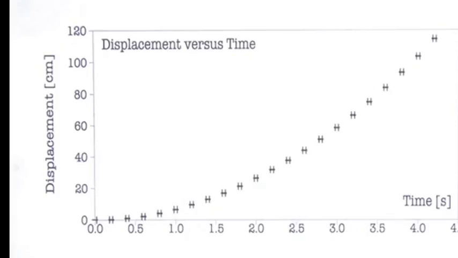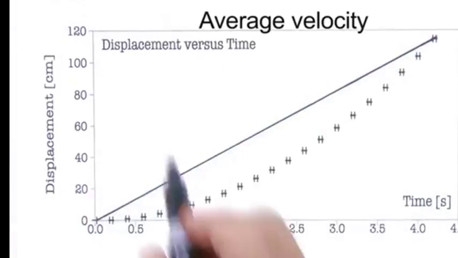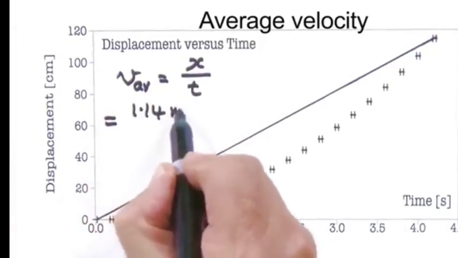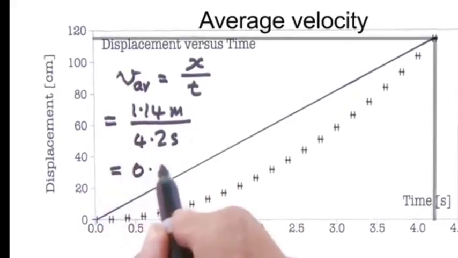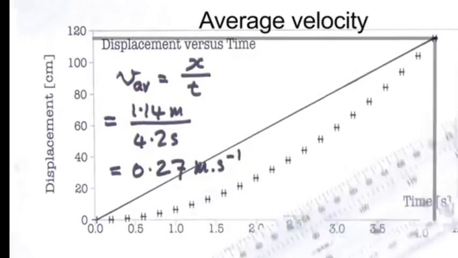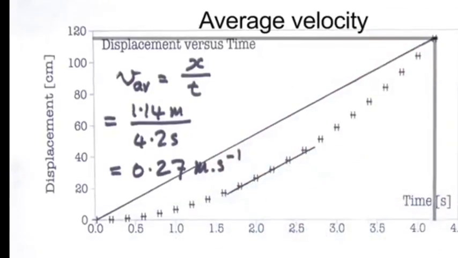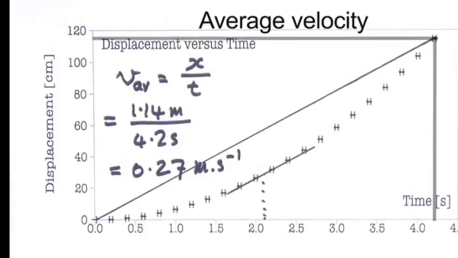Here's displacement versus time. Over this time interval, the average velocity is just the displacement divided by the time taken. Here, x over t, which is 1.14 metres over 4.2 seconds, which is 0.27 metres per second in the positive x direction. Here we can also estimate the time at which the ball had a velocity equal to the average velocity. Looks to be about 2.1 seconds.